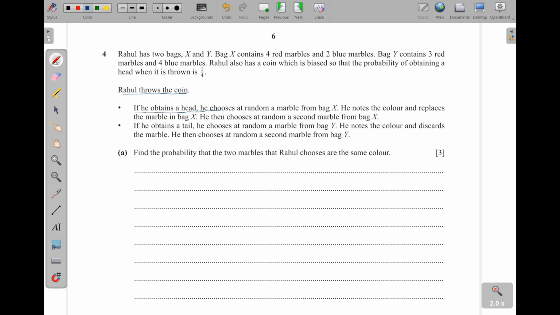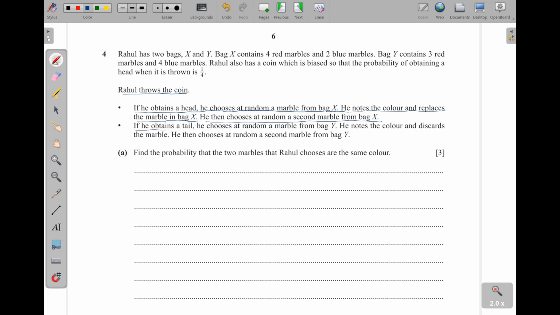If he obtains a head, he chooses at random a marble from bag X. He notes the color and replaces the marble in bag X. He then chooses at random a second marble from the bag. So this is picking with replacement. That means the probabilities don't change.